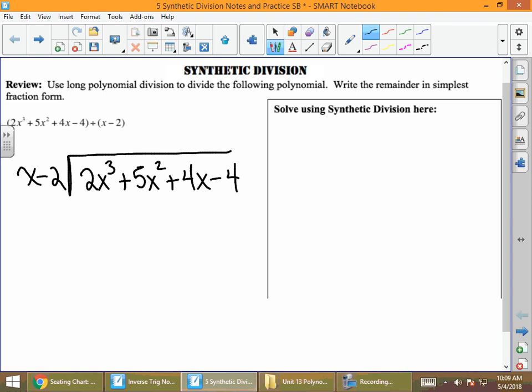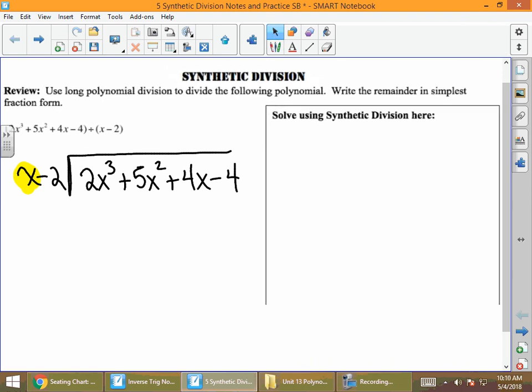And when we divide by x minus 2, I'm going to go over into this space here where it says solve using synthetic division, and then I'm going to erase it. I think that you have enough space to put this work in on your paper. I just don't have it up here on my board. And what we're going to do is take this 2x cubed and divide it by x here.